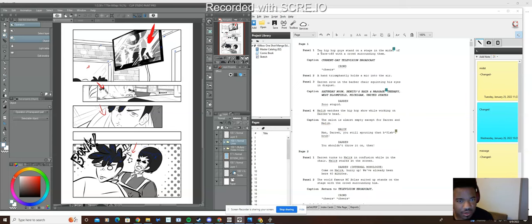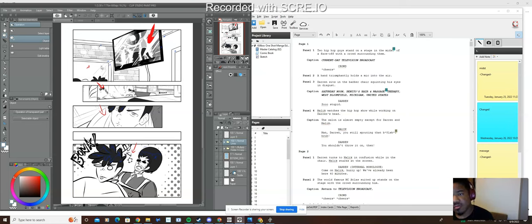You can see here I said panel one, two hip hop guys stand on a stage in the midst of a face off with a crowd surrounding them. And then it says current day television broadcast. So it's pretty much the same thing, but of course it's showing it from the perspective of the shop, showing the television screen. You hear cheers from the crowd that would obviously be added in there. A hand triumphantly holds a mic into the air. So that's a little bit of a difference.